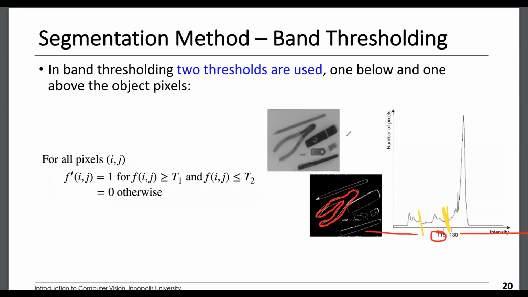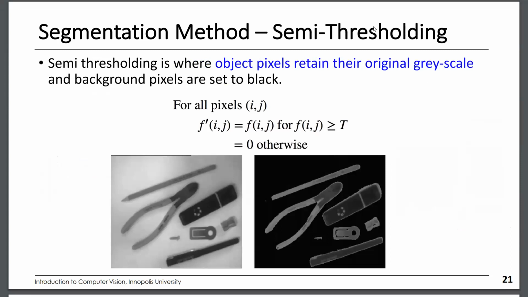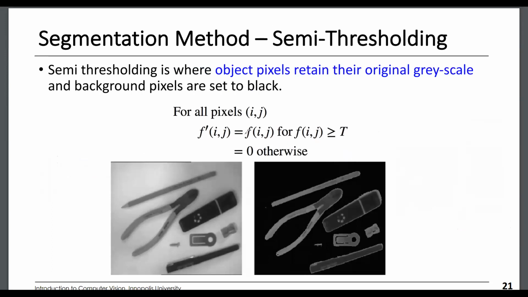This is band thresholding. It's kind of similar to segmentation, but only for thresholding, right? Or for contouring. Now, semi-thresholding, again, is another technique that we didn't give an algorithm for because it's pretty simple. What it says is that instead of putting a 1 when you are above the threshold, you keep the original value of the pixel, right?